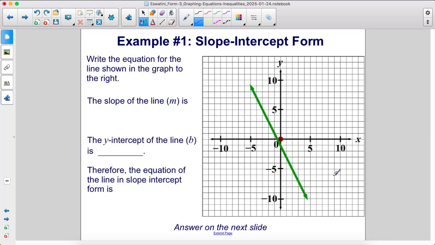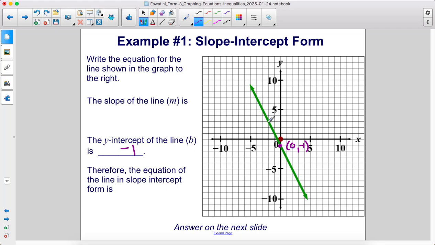Write the equation for the line shown in the graph to the right. What is the slope of this line? All right, so we need 2 points on this line. Here's the y-intercept. It's at the point 0, negative 1. The y-intercept of the line is negative 1.